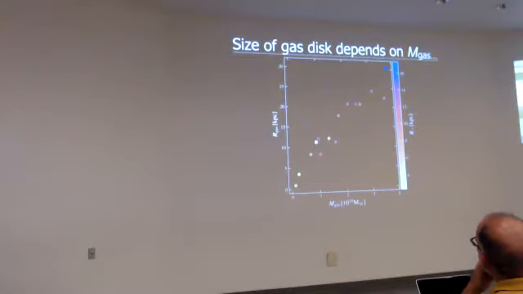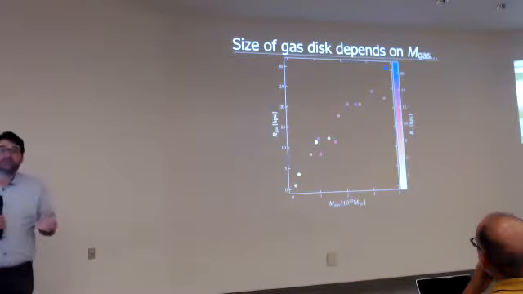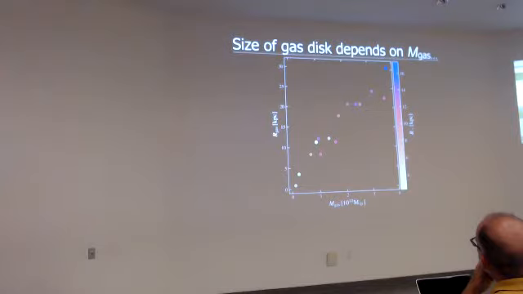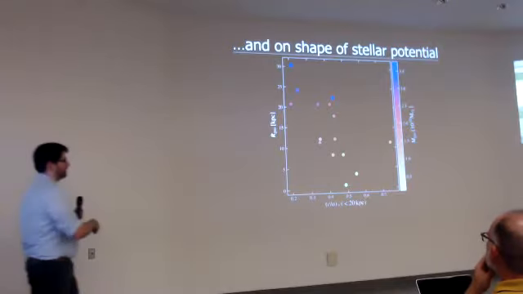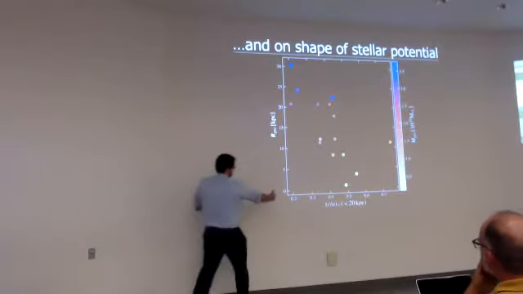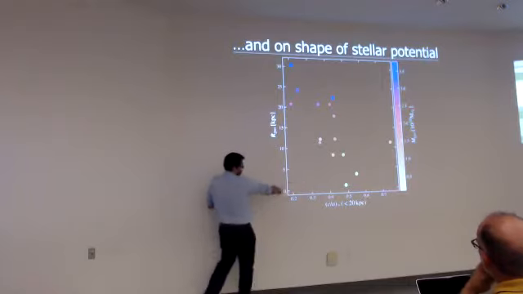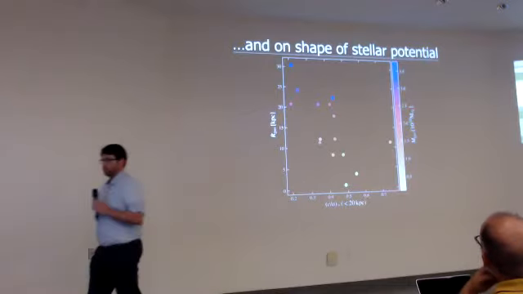I've also colored this by the stellar radius, somewhat suggestively, because it turns out that the morphology of the gas also scales with the shape of the stellar potential. So for example, here I'm plotting R gas versus C over A. Here we have more disk-like stellar systems, and there we have more bulge-dominated stellar systems.